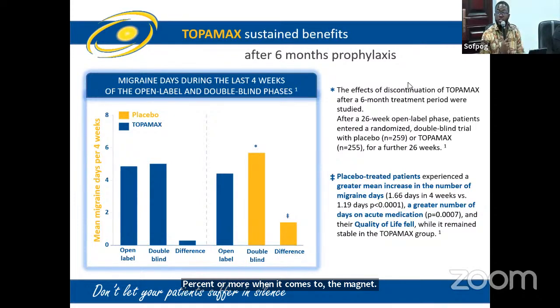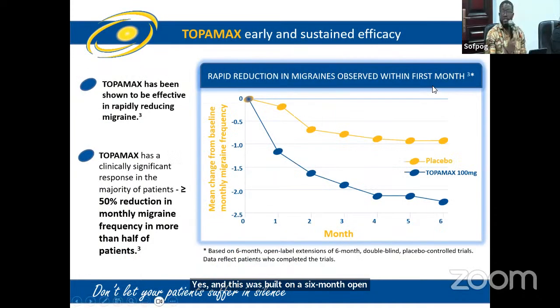Yes, and this was based on a 6-month open label extension of 6-month double-blind placebo-controlled trials. And this is what the outcomes were. The conclusion was that if you give Topamax to your migraine patients, you would have about 50% reduction in the number of migraine attacks for more than 50% of your patients. And hence, it falls within the selection of very good prophylactic medications for your migraine patients.